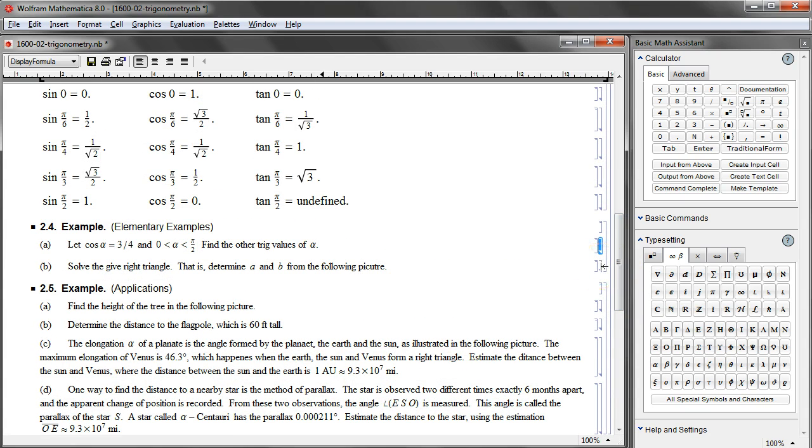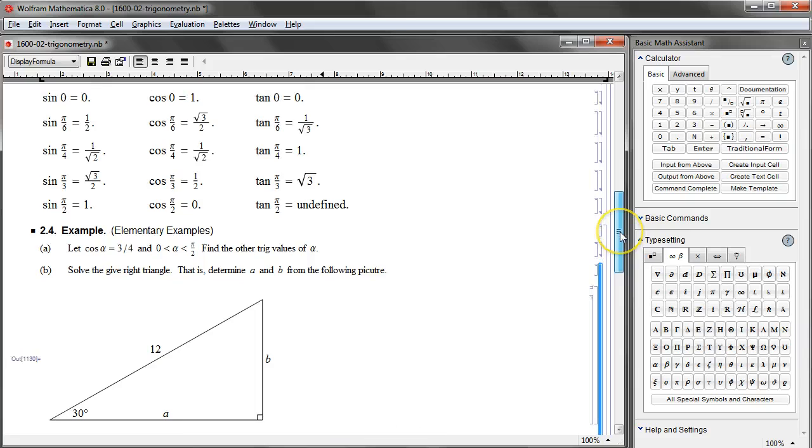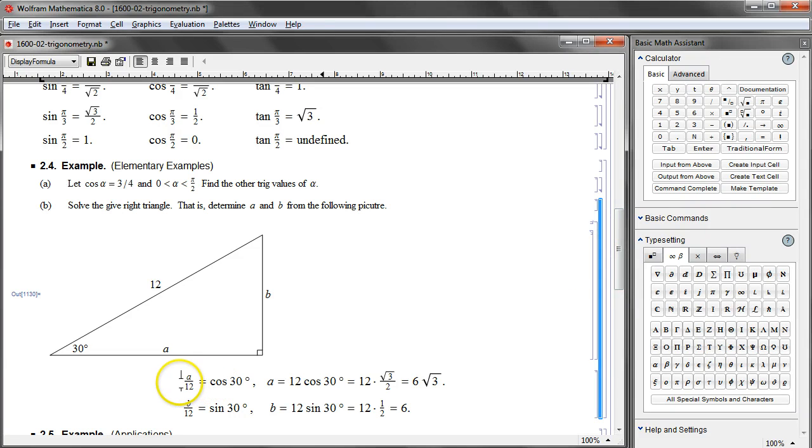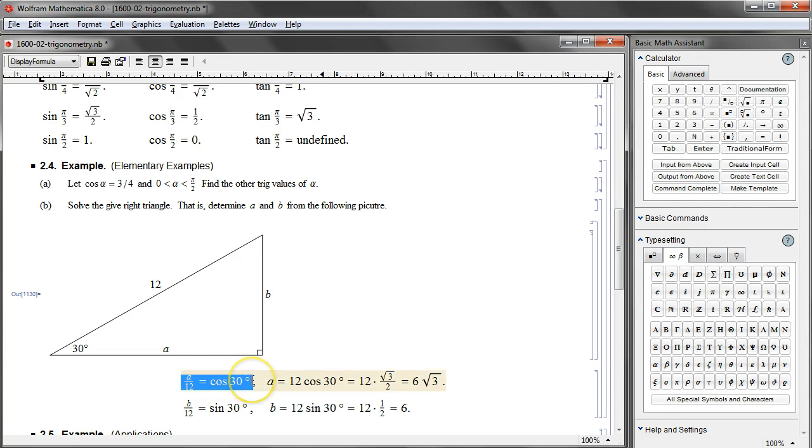This time we are solving a right triangle. This time not the trig value, but the angle is given. And one side is given. In this particular case, hypotenuse is given, and that's 12. And we have to find out the other sides, A and B. Okay, what is A? We can use cosine because A over 12 adjacent over hypotenuse is cosine.